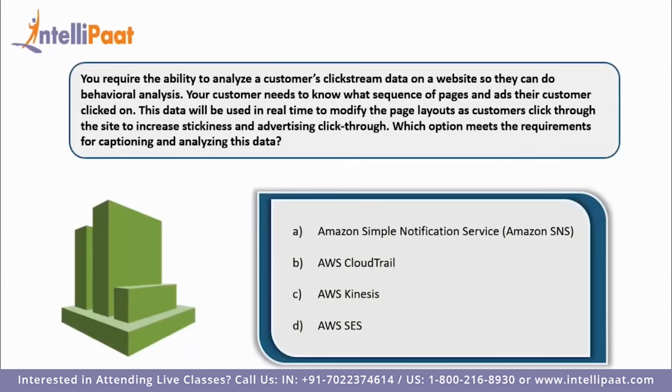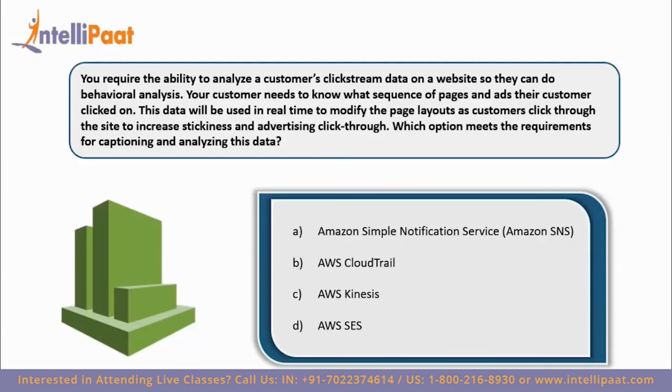The first question says, you require the ability to analyze a customer's clickstream data on a website so they can do behavioral analysis. Your customer needs to know what sequence of pages and ads their customers clicked on. This data will be used in real time to modify the page layouts as customers click through the site to increase stickiness and advertise click-through. Which option meets the requirement for capturing and analyzing this data? All right. So the options are Amazon SNS, AWS CloudTrail, AWS Kinesis, and AWS SES.